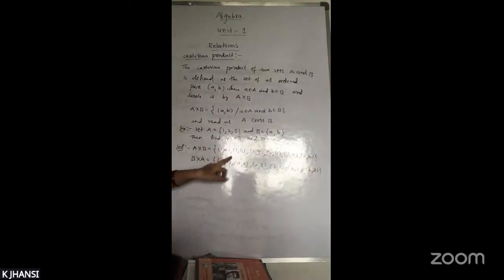If you compare these two, in A cross B the first element comes from set A and the second from set B, while in B cross A the first element is from set B and the other from set A. So 1 comma 4 is not equal to 4 comma 1, 1 comma 5 is not equal to 5 comma 1, and 2 comma 4 is not equal to 4 comma 2. Therefore, the Cartesian product A cross B is not equal to B cross A. These two will not be equal. So this is about the Cartesian product.